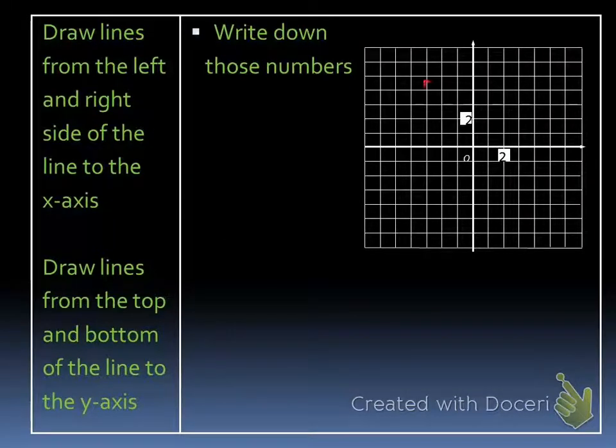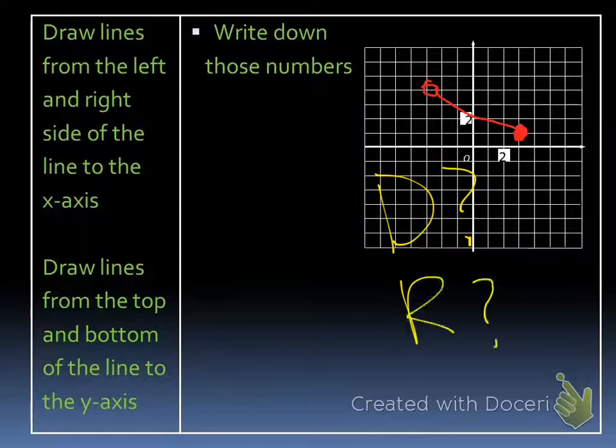So I'm going to draw, let me draw a little better. I'm going to draw an open circle there. I'm going to draw a closed circle there, and I'm going to just draw a line like that. Now, when you have this graph, the question is going to be, what is the domain of this graph? What is the range of this graph? Okay? To do that, it's a little bit different than before.